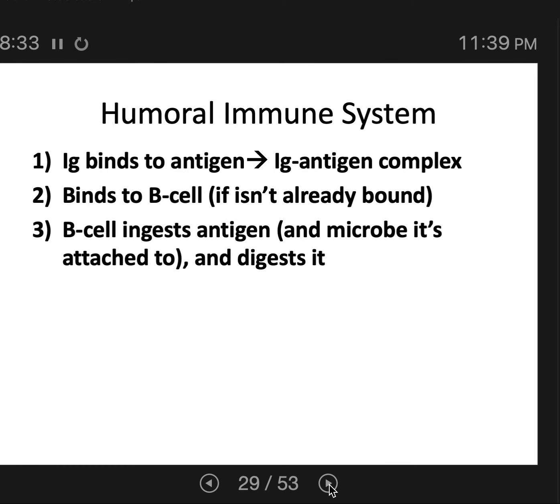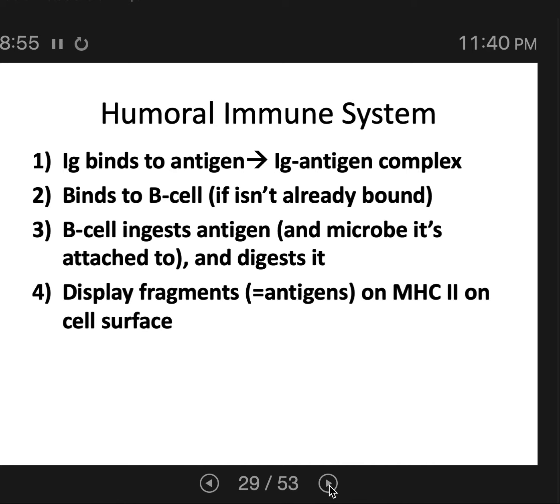That's step 2. Step 3, the B cell is now going to phagocytize the antigen and the microbe that it's attached to. So once you have this immunoglobulin antigen complex on the B cell surface, it stimulates the B cell to ingest the antigen and the microbe that goes with it, and it digests it. So that's phagocytosis. Next, B cells are a kind of antigen-presenting cell. So they're going to display the fragments or the antigens from the pathogen they just digested on their MHC class 2s on their surface. So this part I think is really confusing to students because you had B cell receptors on the surface of the B cell.